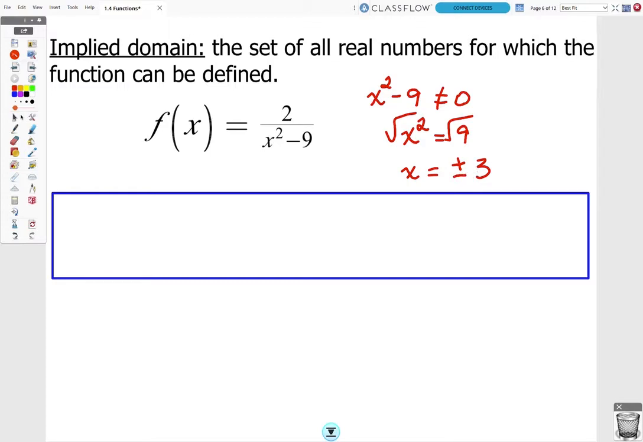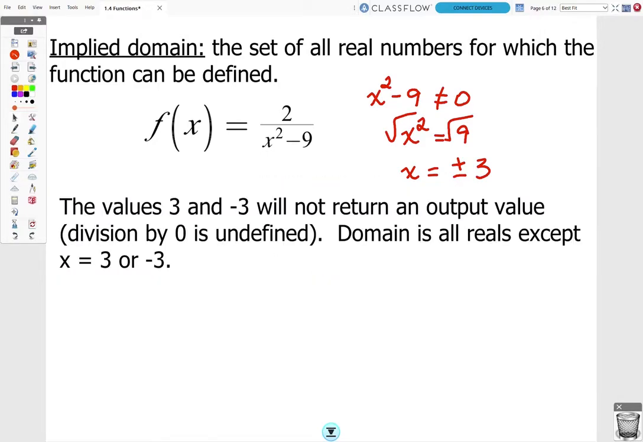So my domain for this function here is every value that you would like to use except for 3 and negative 3. It will not return an output value because division by 0 is undefined. The domain is all reals except for x equals 3 or negative 3.